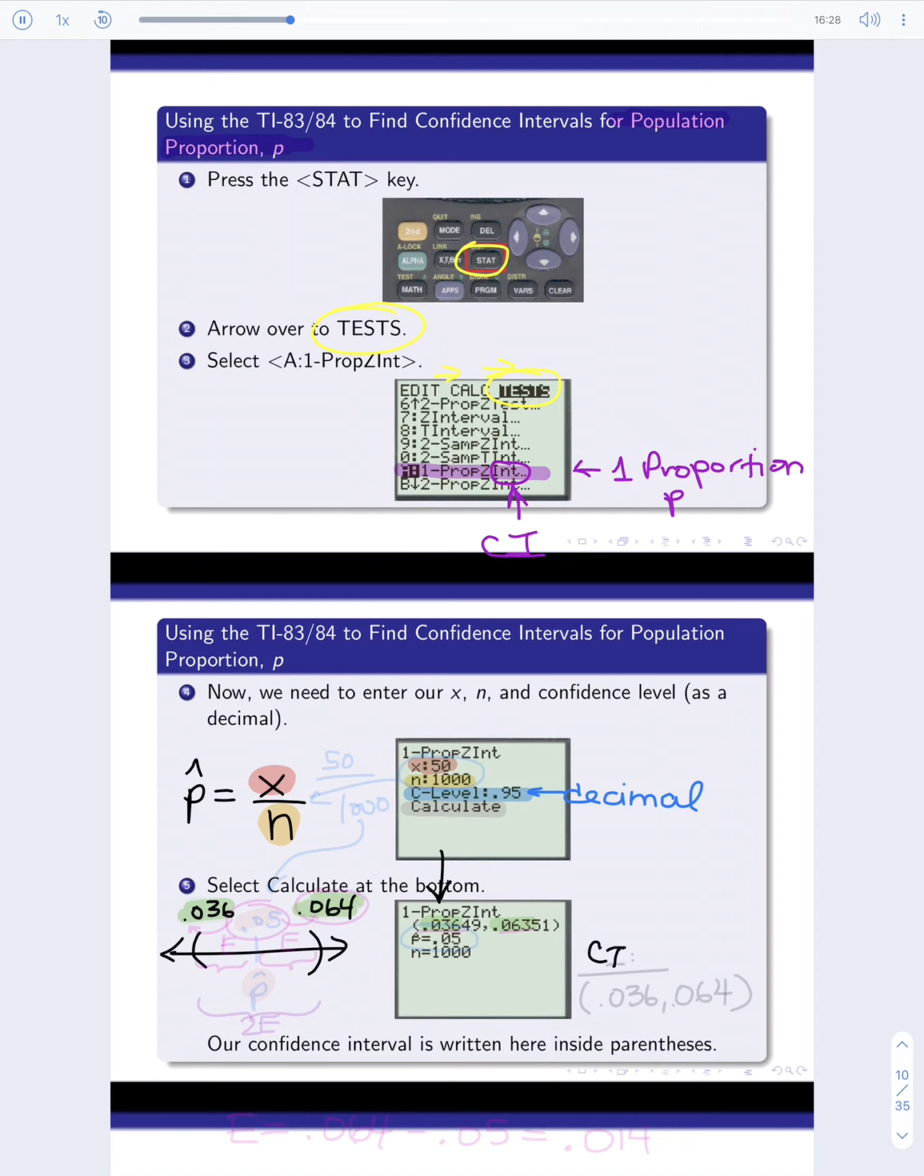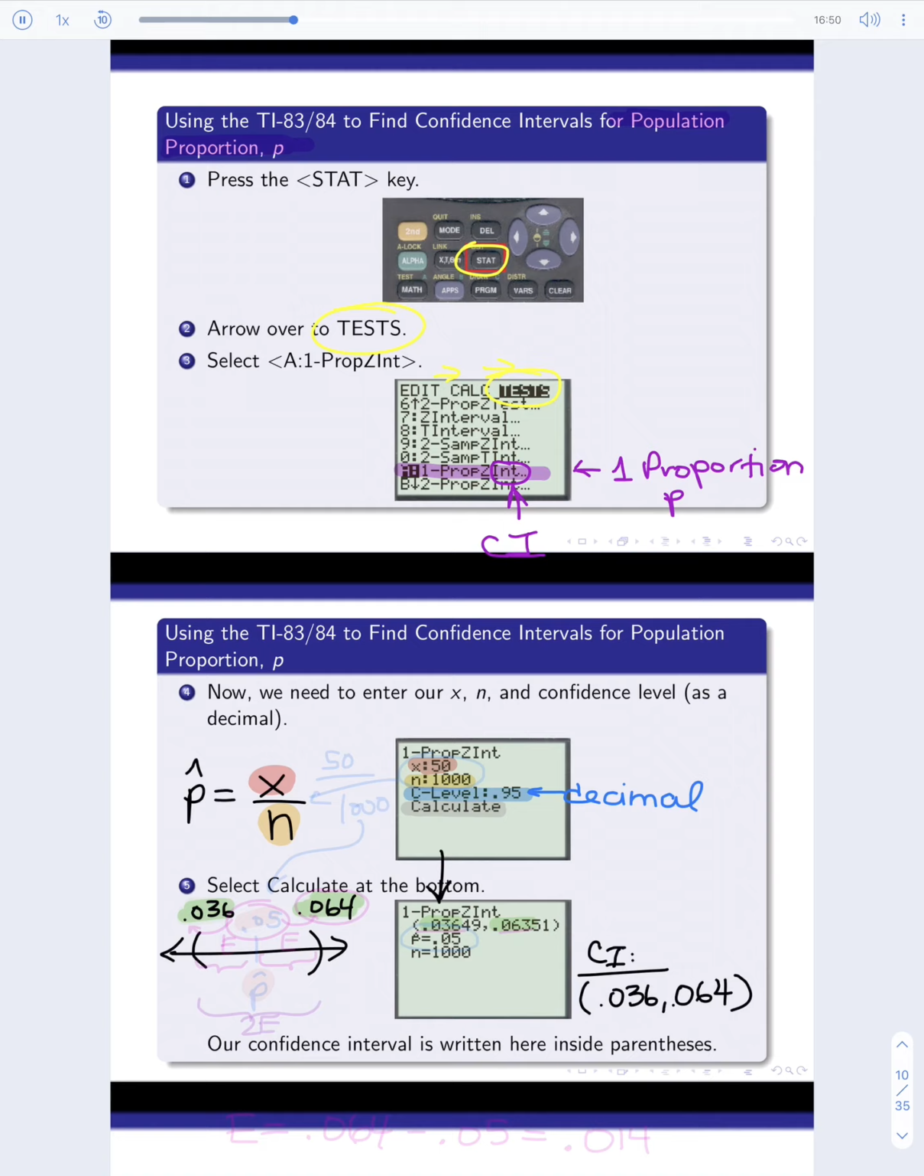So if they just ask for the confidence interval on this one, you'd say, okay, well, it starts at 0.036 and ends at 0.064. And that would be just your confidence interval. Generally, that isn't all they ask for. They would ask for a couple of other things as well.